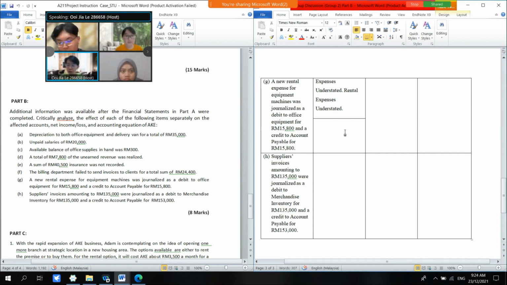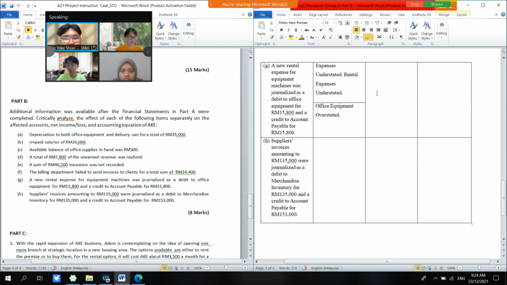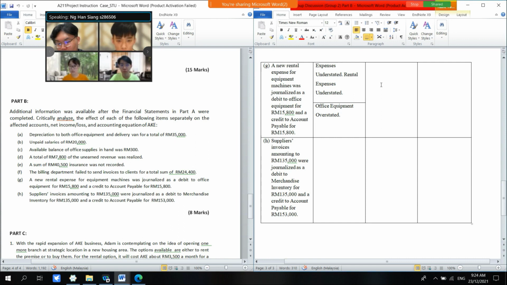I think office equipment is overstated, right? Yeah, office equipment overstated. Okay, Han Xiang, continue with the effect on net income. The net income will be understated. Is that correct? I think because the expenses are understated, it will cause the net income to be overstated. Yes, thank you for adding. The answer is overstated, because the expenses are understated.